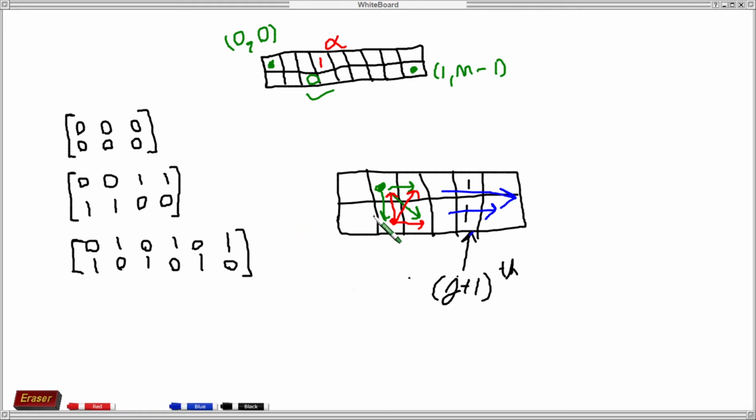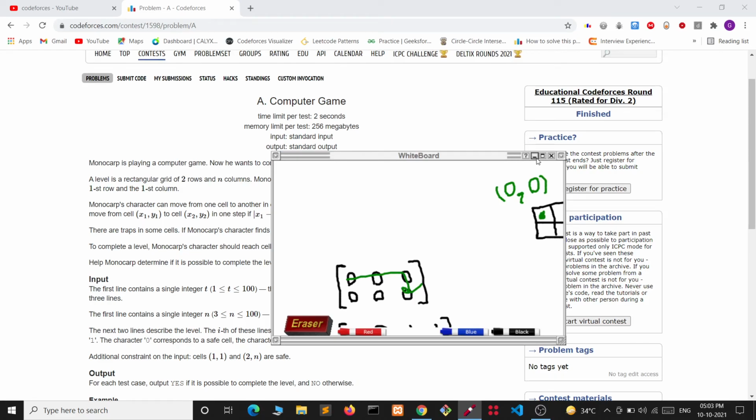Let's see the examples. In example 1 we can easily reach this cell. In example 2 we can go like this. In example 3 we can go like this. So now let's see the code part.